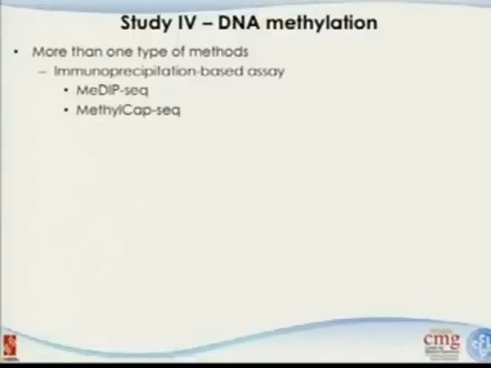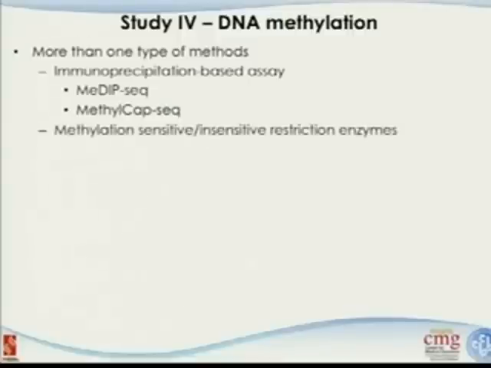But there's more than one type of method. The first one is the immunoprecipitation-based assay, MeDIP-seq or ChIP-seq. I'm not talking about that today. There's also the methylation-sensitive or insensitive restriction enzyme-based assay. You use those restriction enzymes to treat the DNA. Sometimes if there is a methylation, it's protective, or it makes a specific cut in those regions. Then you do the sequencing, and you're able to find out something.